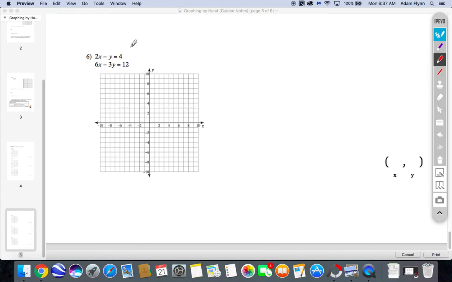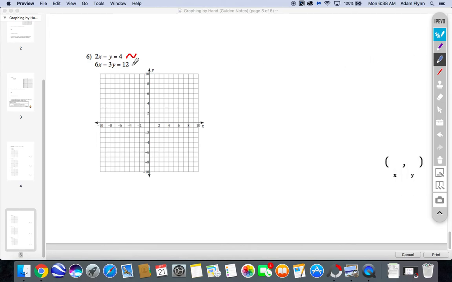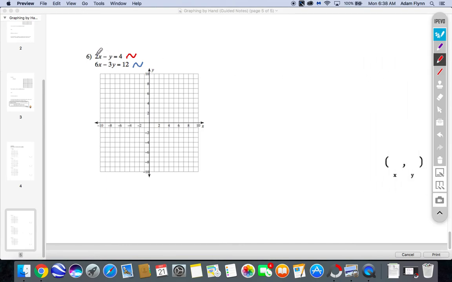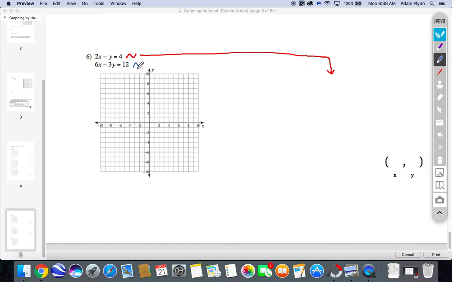So, top equation. I'll make that my red line. I'm not going to switch up the order now. Bottom equation will be my blue line. They are both in standard form, and I know that because the x and y in both equations are on the same side of the equal sign. So that means I'm going to have to do some algebra, unless you have a more efficient method of doing this. And that is perfectly okay if you do.